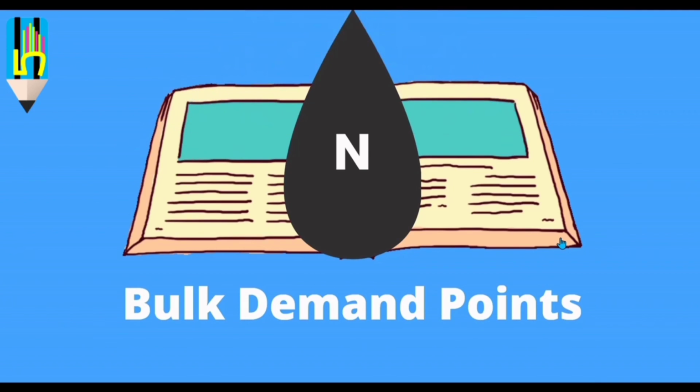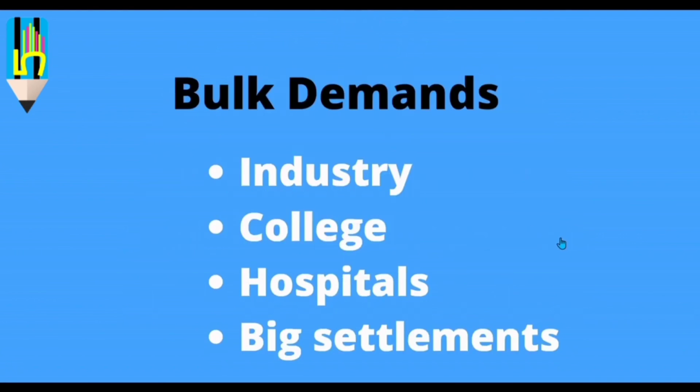Apart from the things that we have discussed, we can also cover 3 more headings, and the first among the lot is bulk demand points. Now what are bulk demand points? Any industry, college, hospital, or any big settlement in your residential setup which requires a larger amount of water per capita.